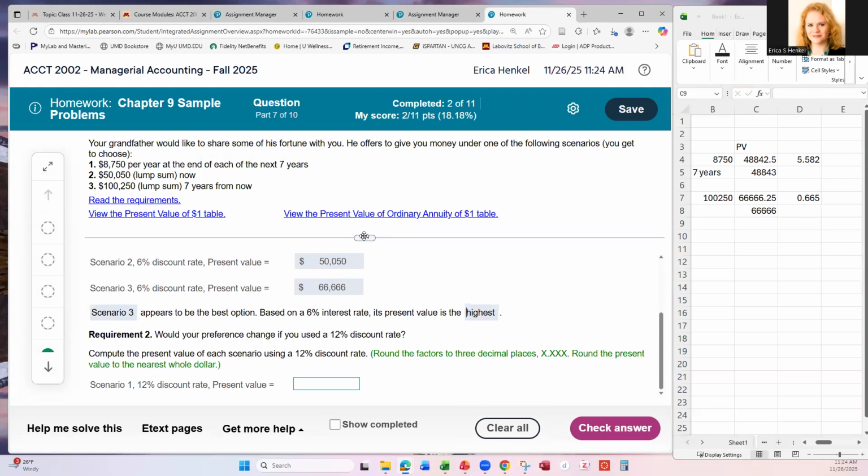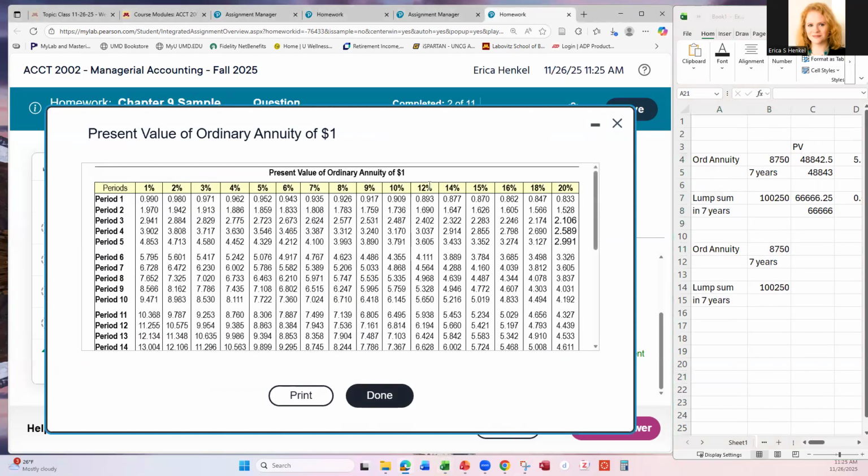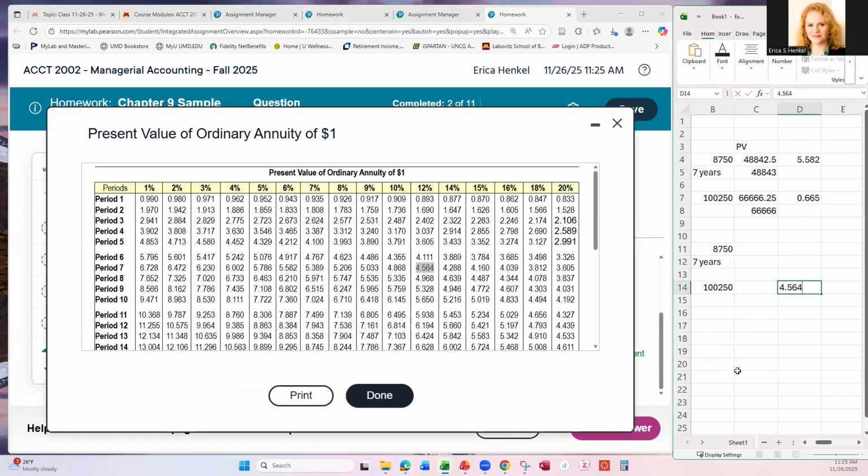Okay, so would our preference change if we used a 12% rate? Well, let's do the same thing again here, but with a 12% rate. So looking at 12% and 7 years, we have 4.564. Oops, hold on, wrong line here. Should be up here. There we go. So 8,750 times 4.564.